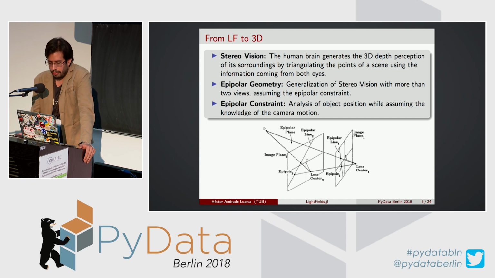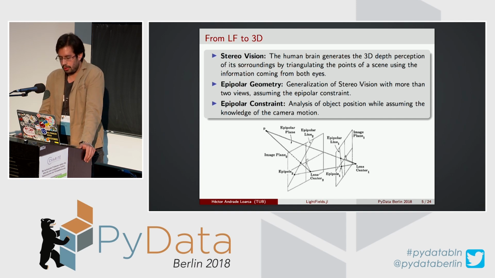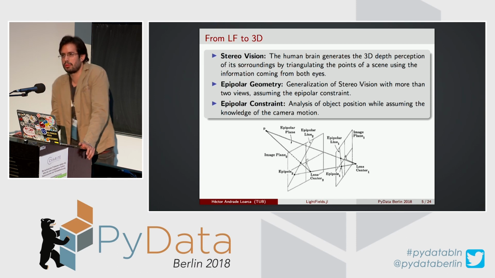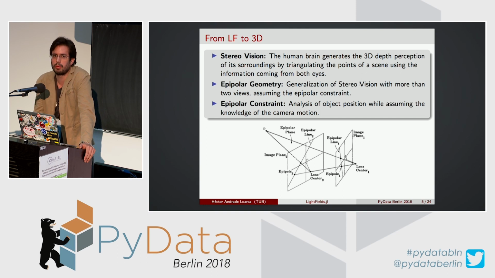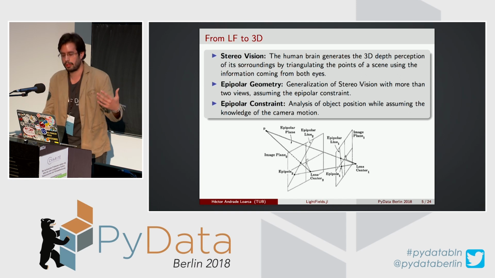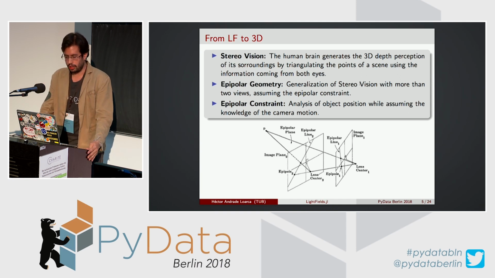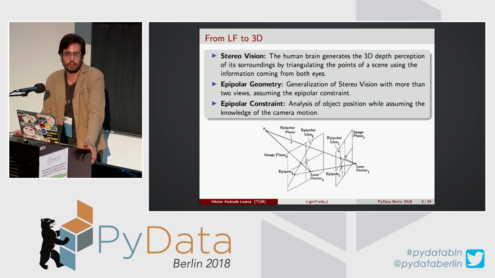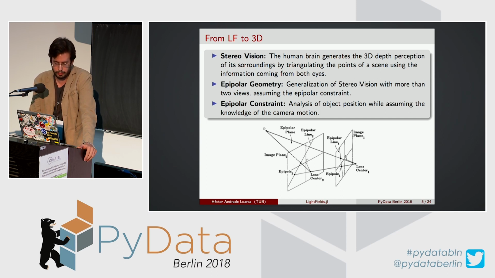And it uses something called the epipolar constraint, where you analyze the object positions while assuming knowledge of the camera motion. And here I'm talking about the camera because to recover a light field, you basically sample the light field by taking different pictures of the scene that you want to recover. And you can assume that you know the position of the camera because you are moving the camera itself, and this reduces the complexity of the problem a lot.